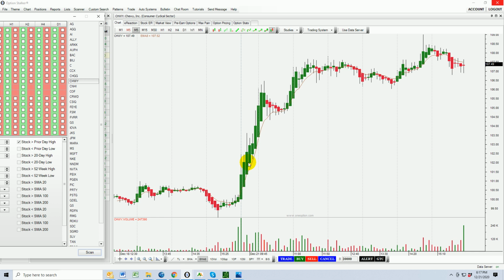You bring up this 5-minute chart. You see this on the heavy volume search right out of the gate, and you see this pattern in here and that big volume. You want to be on this one. It's above the prior day's high. This is a good looking trade.